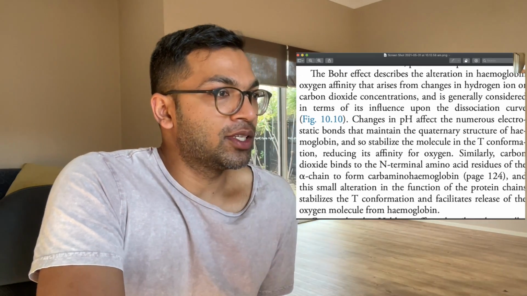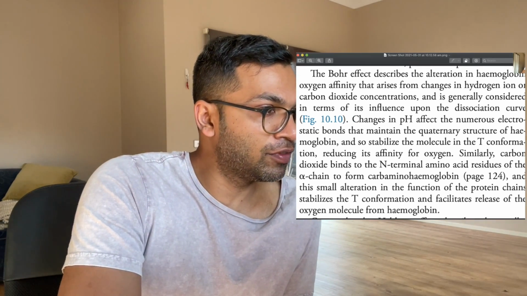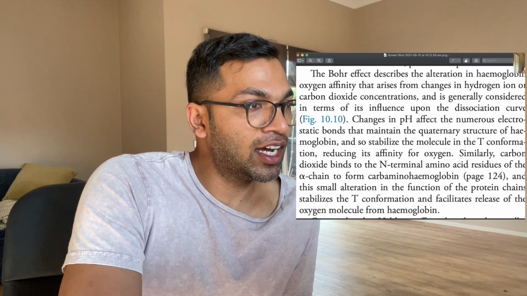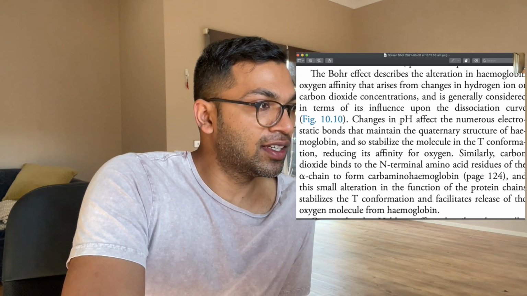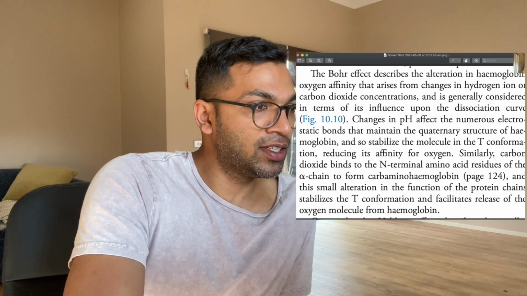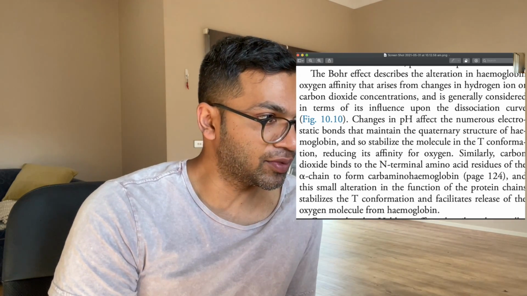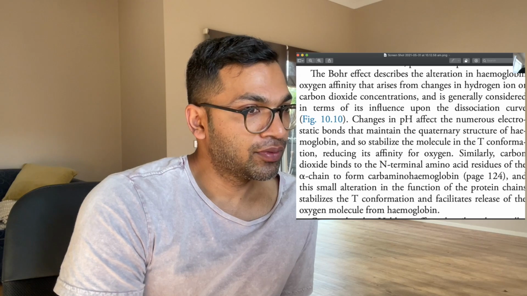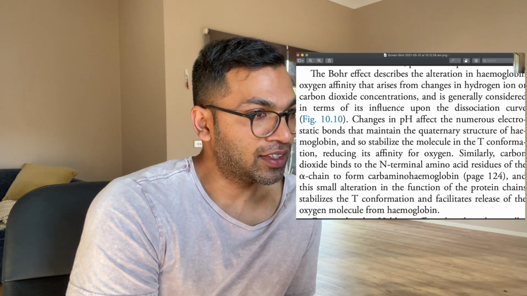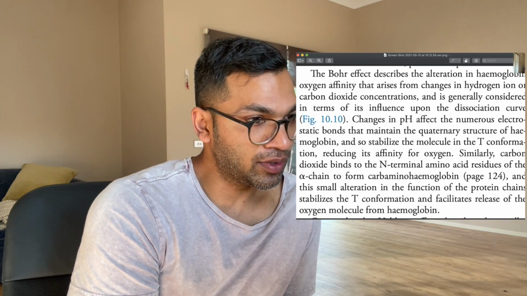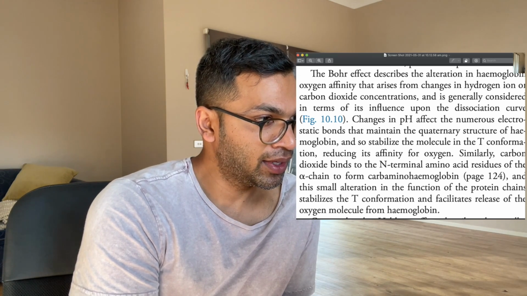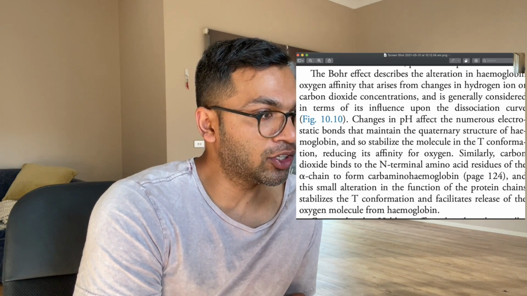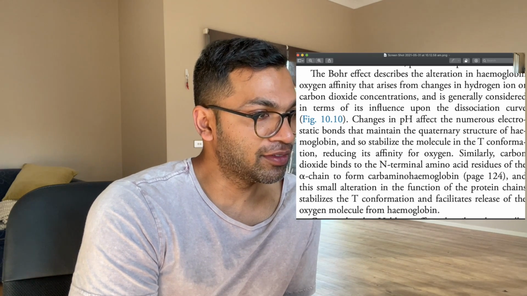The Bohr effect describes the alteration in hemoglobin oxygen affinity that arises from changes in hydrogen ion or carbon dioxide concentrations and is generally considered in terms of its influence upon the dissociation curve, which is exactly what we've said, which is great. Changes in pH affect the numerous electrostatic bonds, which we've said, that maintain the quaternary structure of hemoglobin, and so stabilize the molecule in the T conformation, reducing its affinity for oxygen.